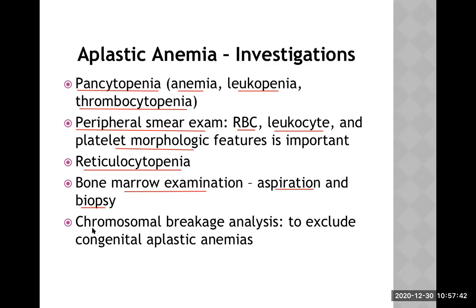Now, another important investigation here to rule out congenital aplastic anemia is chromosomal breakage analysis. Can anybody tell me what are the examples of congenital aplastic anemia? We discussed this in the last class. They are Fanconi anemia, then dyskeratosis congenita and amegakaryocytic thrombocytopenia. Among them, Fanconi anemia is the most common one.